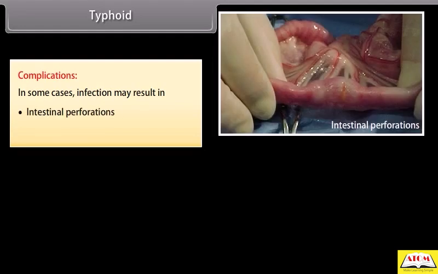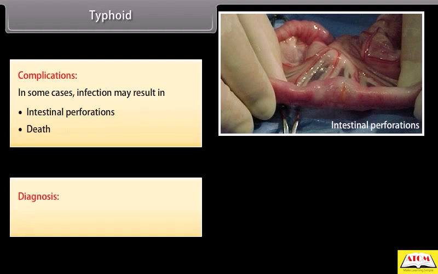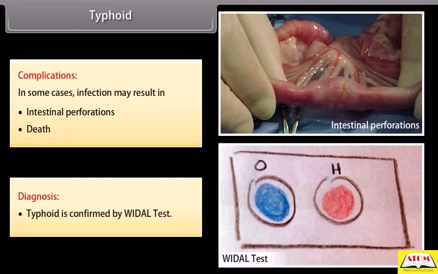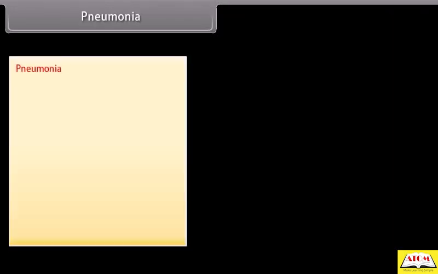Complications. In some cases, infection may result in intestinal perforations, and death. Diagnosis. Typhoid is confirmed by the Widal test.